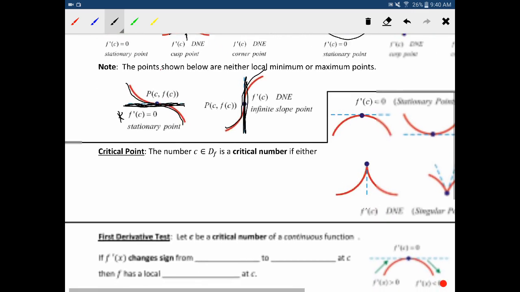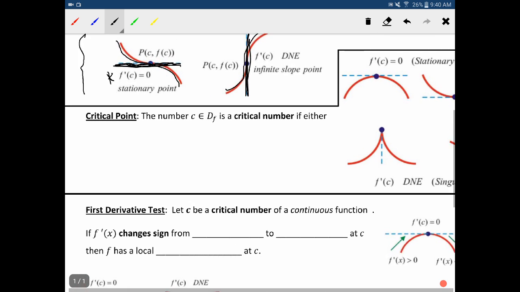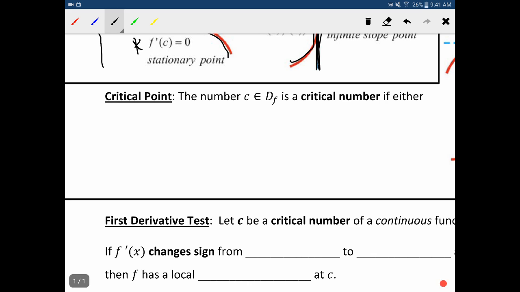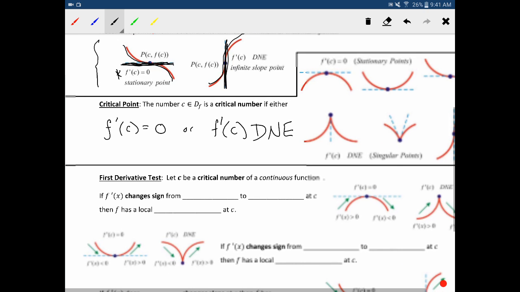Okay? All right, so if we look at critical points, any of these things that we just talked about are critical points. And that does include these here, which we said were not maximum or minimum, but those are also considered critical points. So the criteria for it to be a critical point is that the derivative of the function evaluated at c has to either equal 0 or it doesn't exist. Okay, and that will take care of all of those situations. So either the derivative equals 0 or it does not exist.